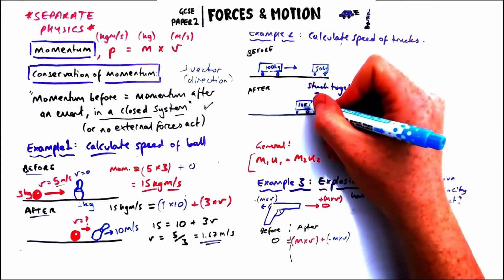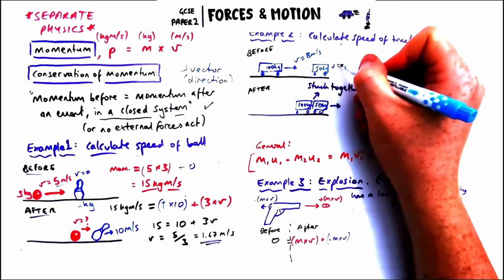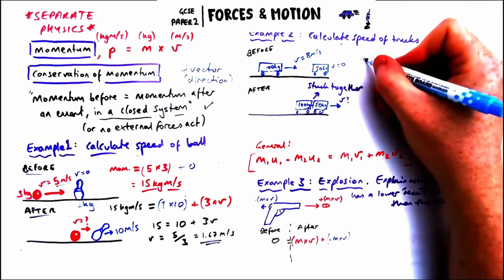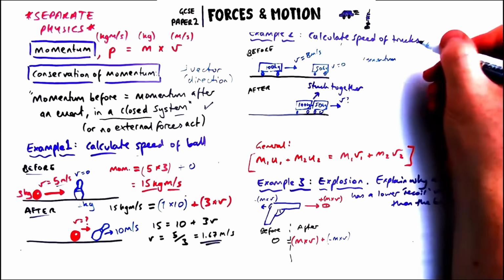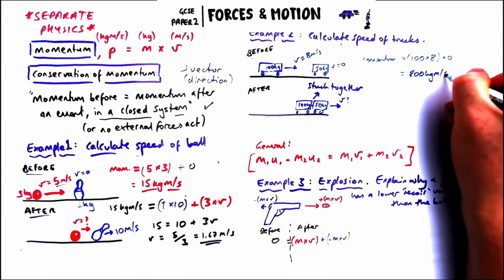Let's say the first truck is 100 kilograms, the second is 50, and the velocity of the truck going initially towards the other truck is going to be 8 meters per second. So the total momentum initially, just like with the bowling ball, is just the one object, but this time is 100 times 8, gives me 800 kilogram meters per second.